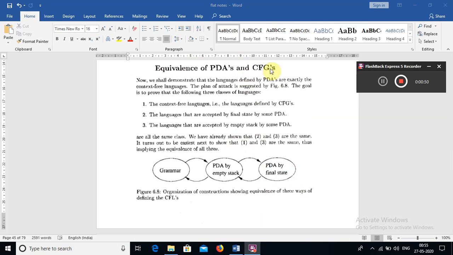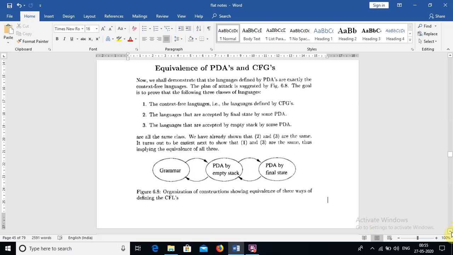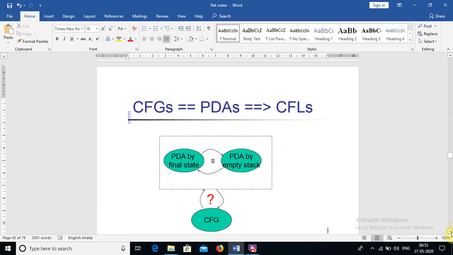Equivalence of PDA and CFG is nothing but a grammar being converted to a PDA by empty stack, PDA by final state, PDA by empty state, and back to grammar. So we have a procedure for equivalence, but we already completed PDA empty stack to final state and final state to empty stack. For that reason we just convert a grammar to PDA and PDA to grammar only. CFG to PDA conversion will be helpful to understand the closure properties of context-free languages.